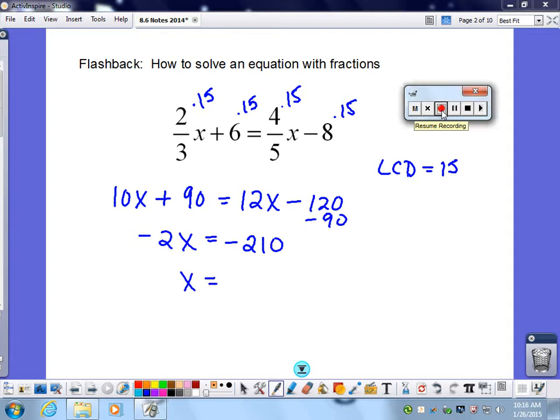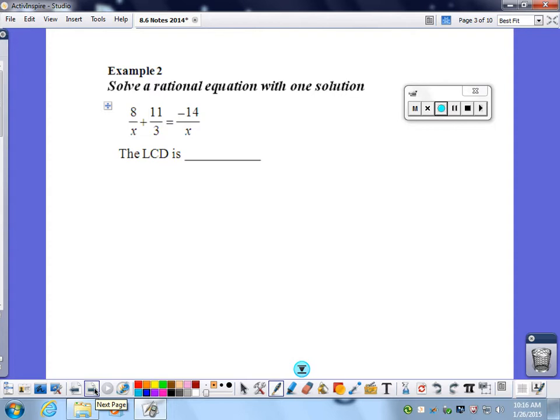So x is equal to positive 105. Okay? So like I said, it's just a technique that we're looking at here. We're going to use that same technique when we're solving these irrational equations. All right, so here's our first example. All right, take a moment, write that down.